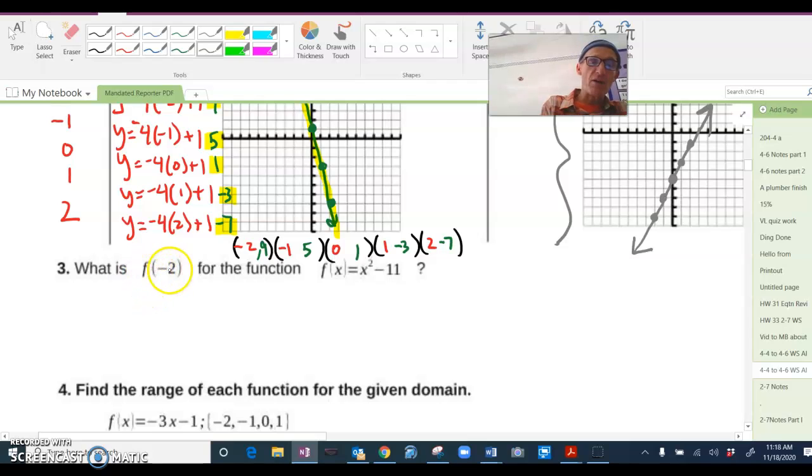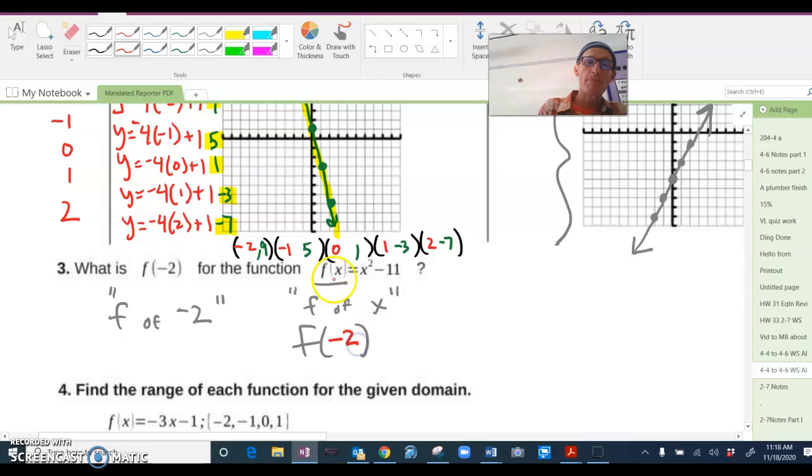Problem number 3 says f of -2 for the function f of x equals x squared minus 11. So this f of -2 is a substitution problem. It equals (-2) squared minus 11. So that's where that x goes. Then you figure this out, and it's -7.